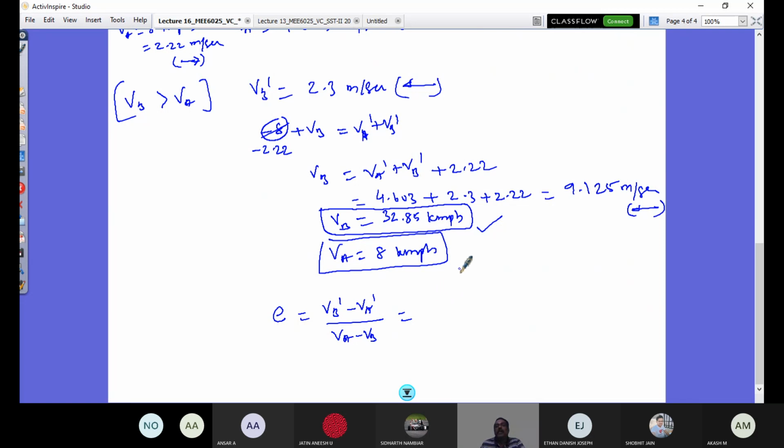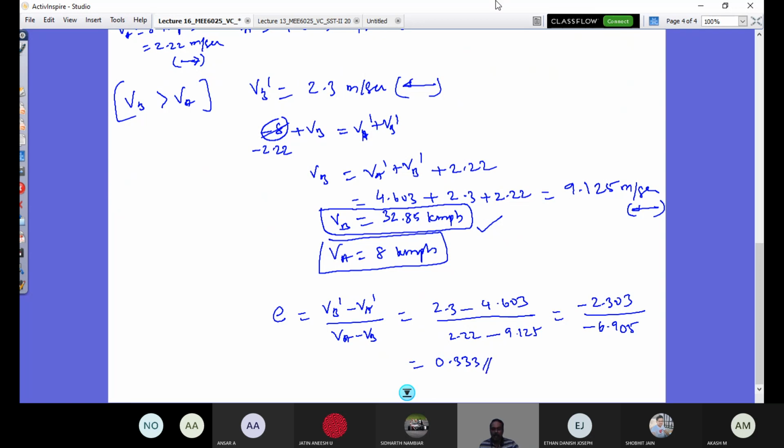So VB dash now is 2.3 minus VA dash is 4.603 divided by VA is 2.22 minus VB is 9.125. So solving this, 2.3 minus 4.603, numerator I get minus 2.303 divided by 2.22 minus 9.125, that is minus 6.905. So that's going to be 0.33.